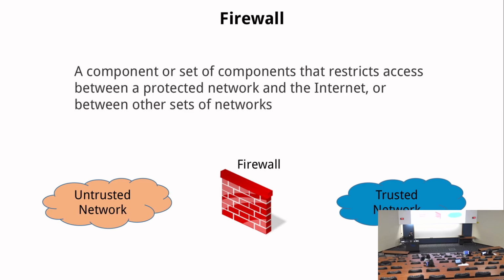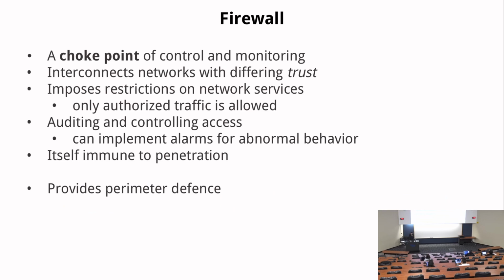So a firewall is kind of like a gate. Inside the firewall, we have our own network, which is a trusted network. Outside of the network, we have the internet, which is untrusted. The firewall basically interconnects networks with different trust and imposes restrictions on network services, so only authorized traffic is allowed.